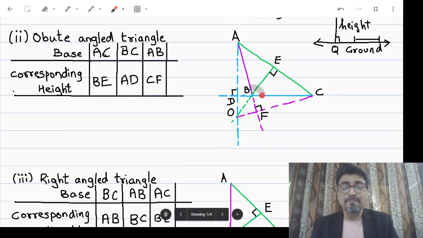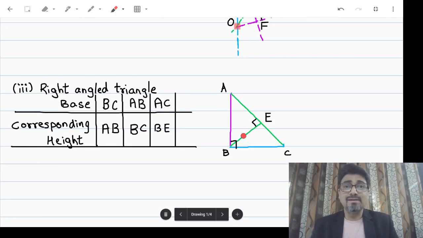Similarly, in the second diagram, also the height AD, which is outside the triangle, the height CF, which is also outside the triangle, and the height BE, which we have extended backwards from the vertex B, all the three heights meet outside the triangle at a common point, and name the point again as O. And similarly, in the right angle triangle also, where do the three heights intersect each other? The height BE, the height AB and the height BC all intersect at the right angled vertex of the triangle, that is the vertex or the point B.